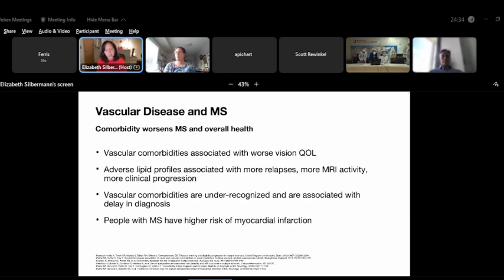The burden of vascular comorbidities may be even larger than we previously recognized as well. A recent study of 1,000 people with MS and 73,000 controls found that people with MS have a 60% higher risk of myocardial infarction even after controlling for vascular comorbidities. And this really echoes the work of Ruth Ann Marie's findings, which I showed on the previous slide, and suggests that people with MS have unrecognized vascular dysfunction with serious long term consequences.